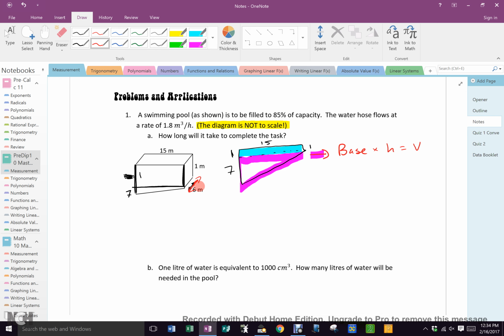Okay. So how do I find this area? Well, it's a rectangle and it's a triangle, right? How do I find the area of the rectangle? Yeah, because it's length times width, right? So how far is this part of the rectangle? 1. How far is this part of the rectangle? 15. So the area of the rectangle is 15. Is everybody okay with that?